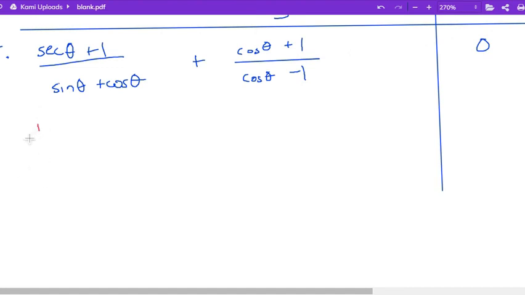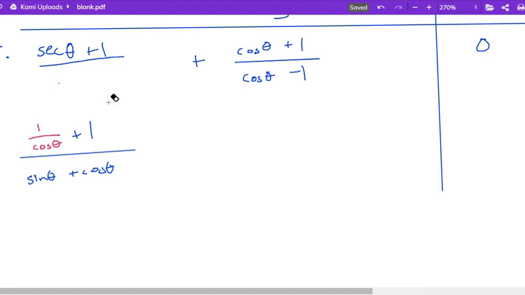And let's get 1 over cos theta plus 1 over sine theta plus cos theta. It's not sine theta plus sine theta. It's just cos theta.